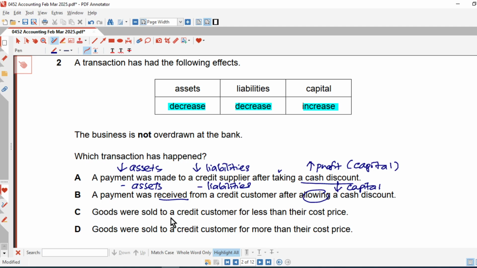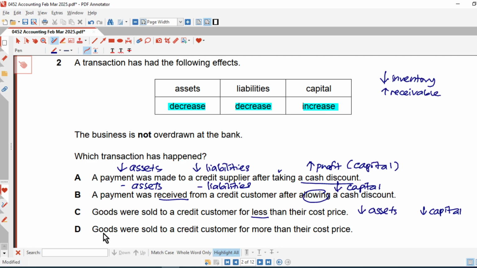C, goods were sold to a credit customer for less than their cost price. So I'm selling for less than cost. Very obvious, I'm making a loss here. So this reduces my capital. So when I sell for less than cost, what happens? I'm going to reduce the value of inventory by so much, and the value of my receivables only increase by this little. So all in all, I'm reducing the value of assets with no change to liabilities. So that's not the right answer. We're not going for that.